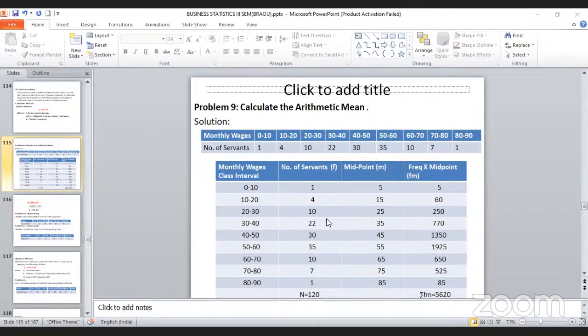Got it? So when we get the midpoint, you have to multiply the midpoint with the frequency. So 1 into 5, 5. 4 into 15, 60. 10 into 25, 250. 22 into 35, 770. 30 into 45, 1350. Like that, you have to multiply all of these. Then you have to add them, that is sigma FM.